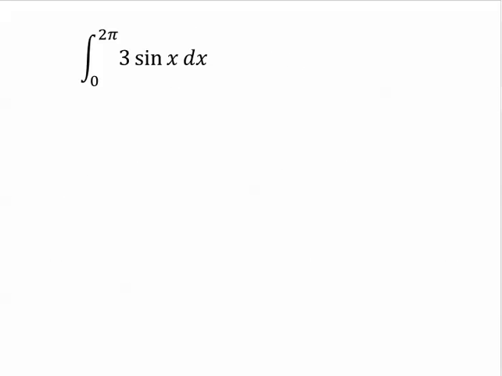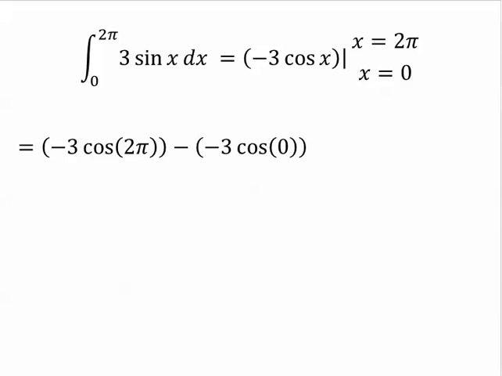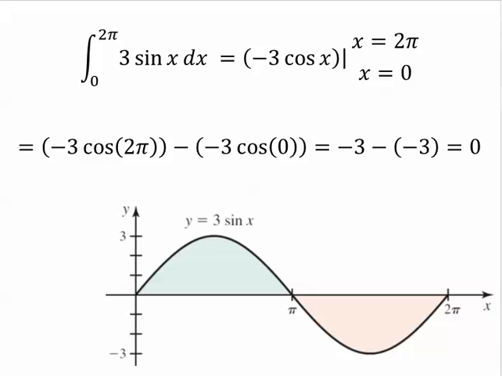Find the antiderivative. What are your bounds? Now evaluate. Cosine of 2 pi is equal to 1. Cosine of 0 is equal to 1. So I have negative 3 minus a negative 3, 0. If you look at the graph of 3 sine x going from 0 to 2 pi, you can see why we got an answer of 0. The area above the x-axis is equal to the area below the x-axis.